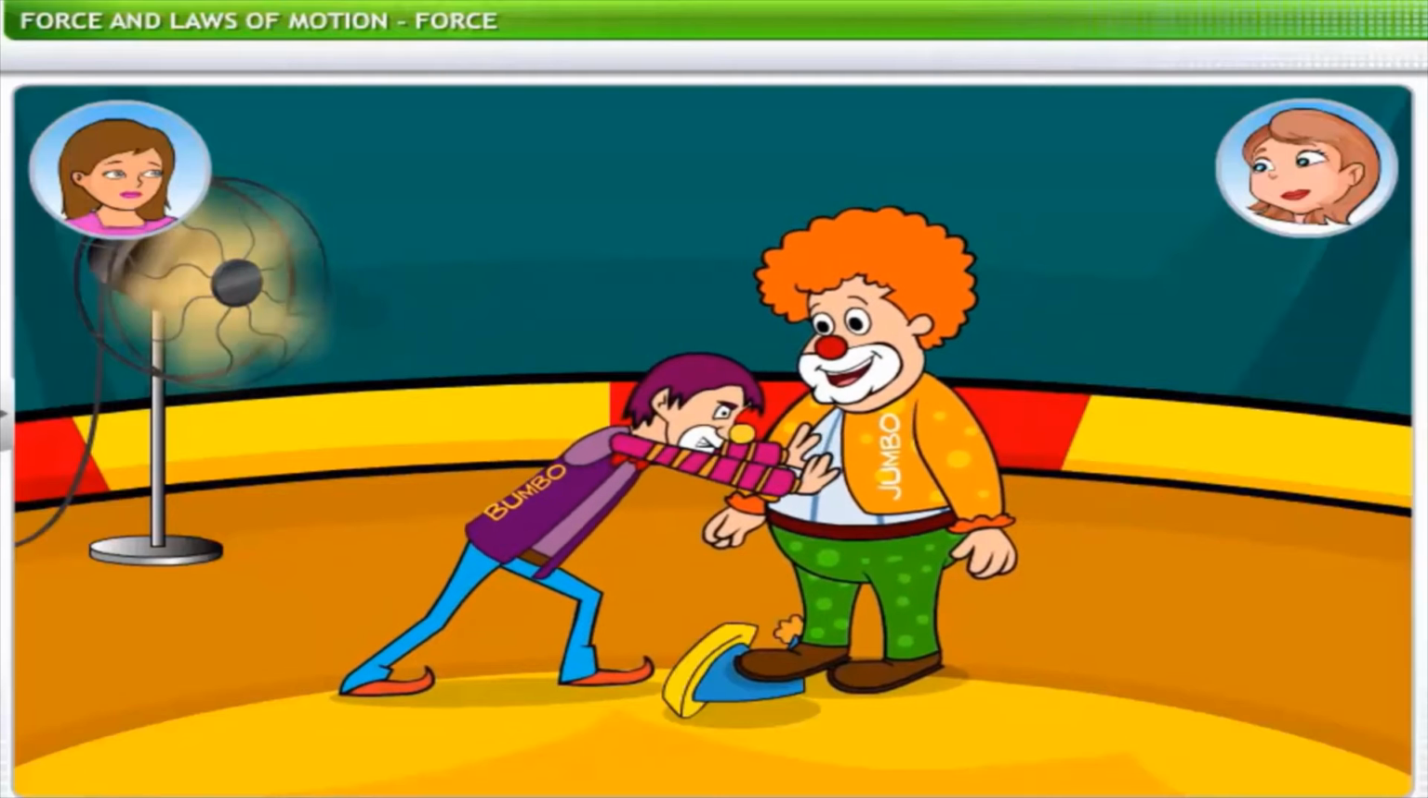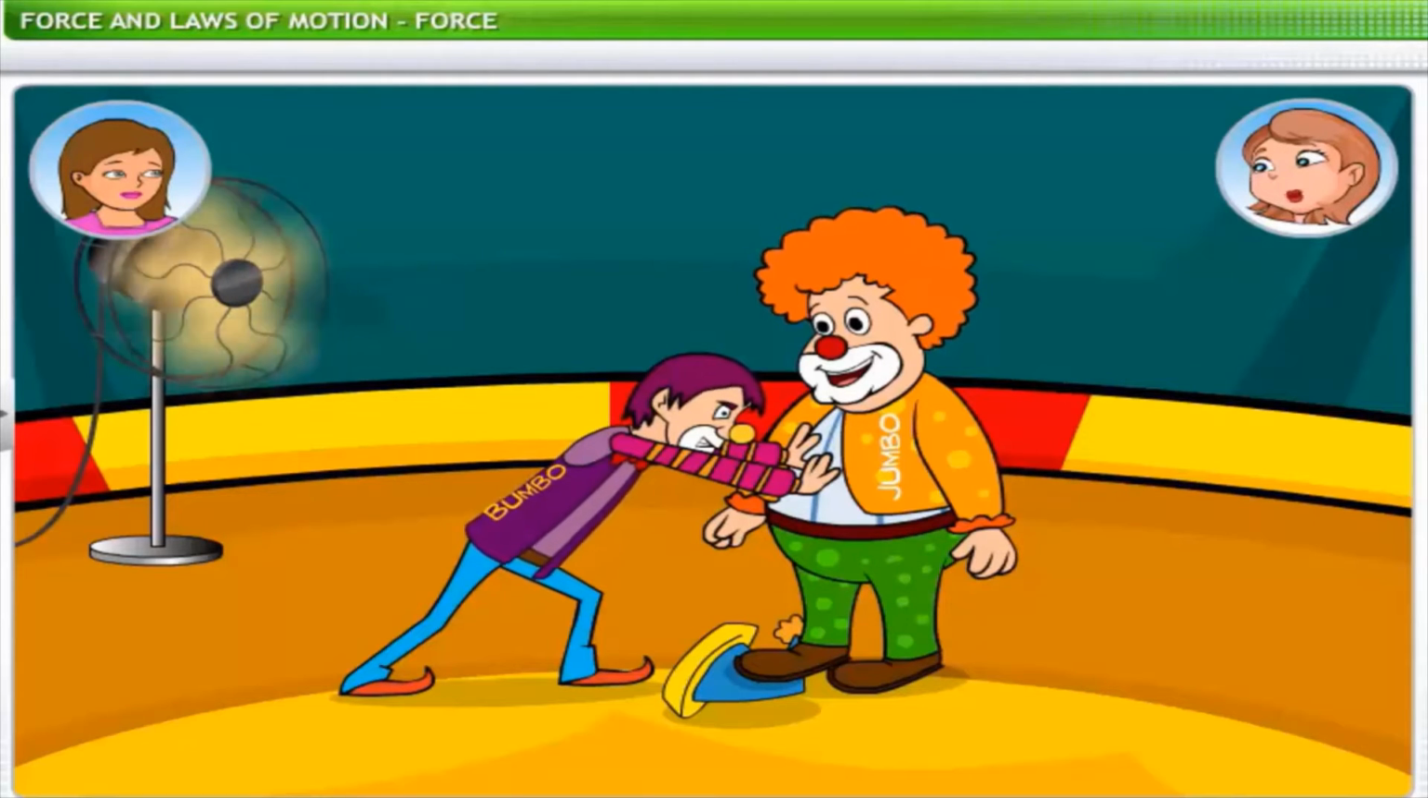Way to go, Bumbo! You need to use more force to get your cap back. You used the word force. But do you know what the word force really means? Well, the word force is used in a variety of situations in common parlance.